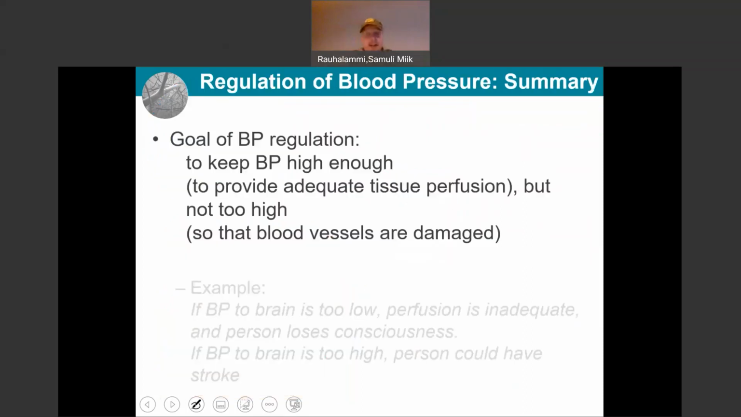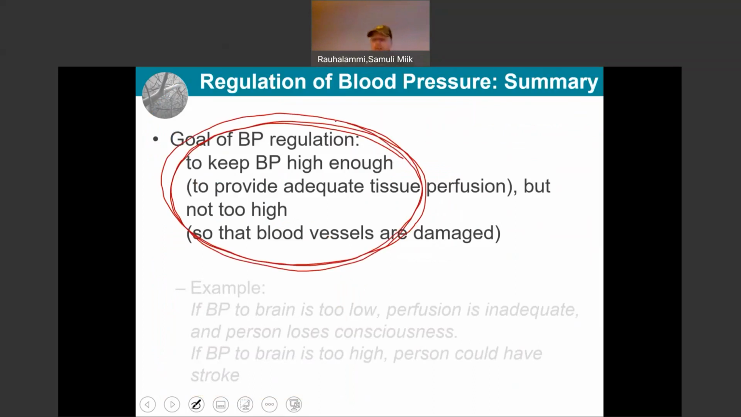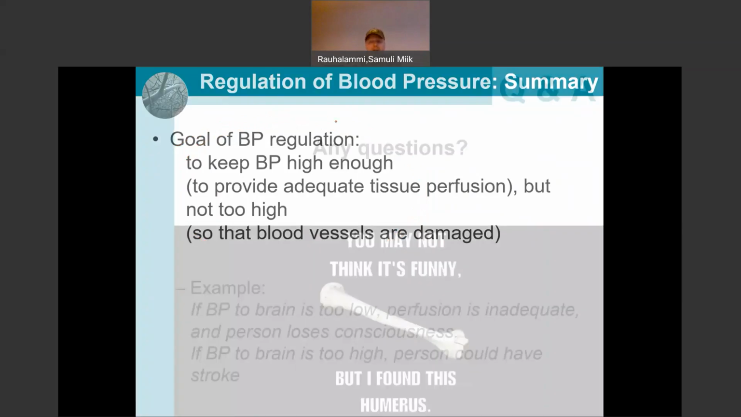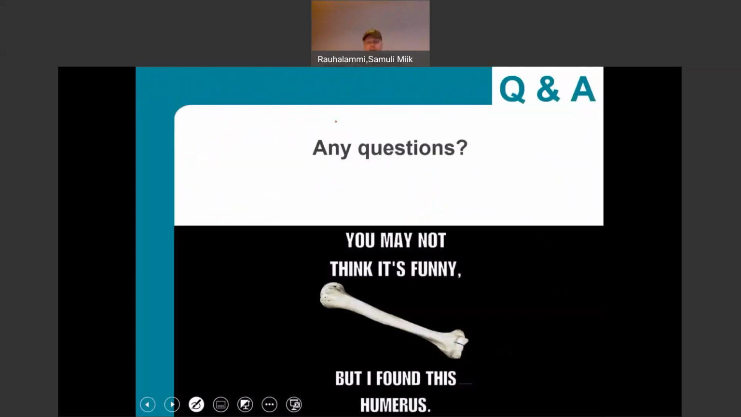A couple of things that I want to just highlight to summarize about the blood is that we want to have high enough blood pressure so that we are getting enough blood to all of the tissues, but we don't want it to be too high so that we would damage the blood vessels. So finding this golden spot where the blood pressure is just right is going to be the challenge. And again, any questions, I'm always so happy to entertain those.